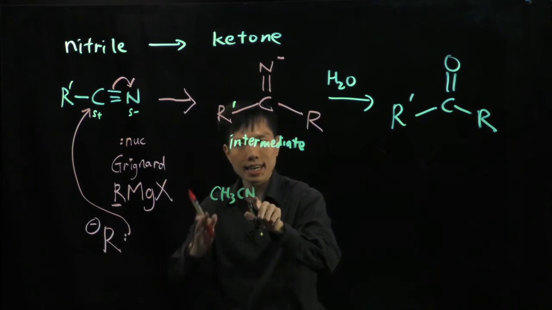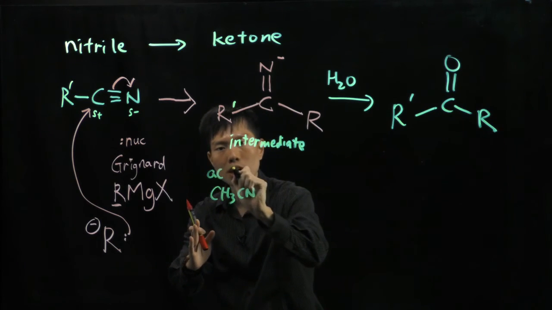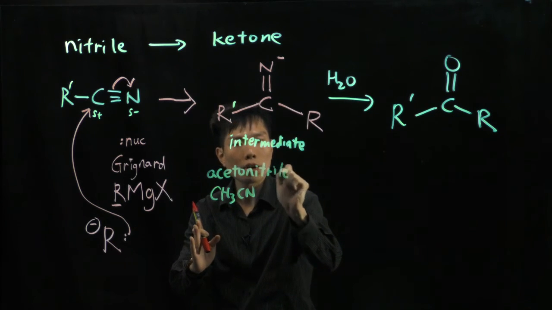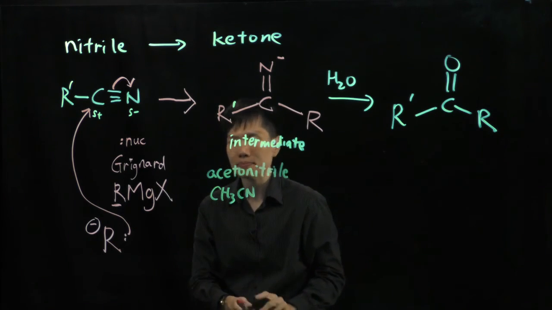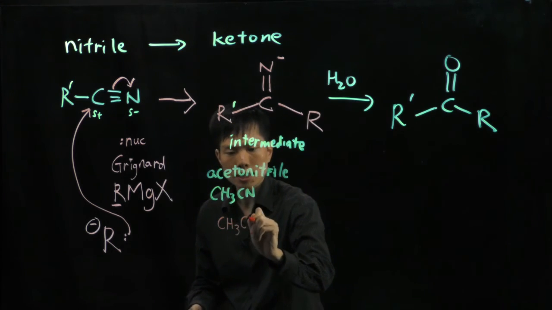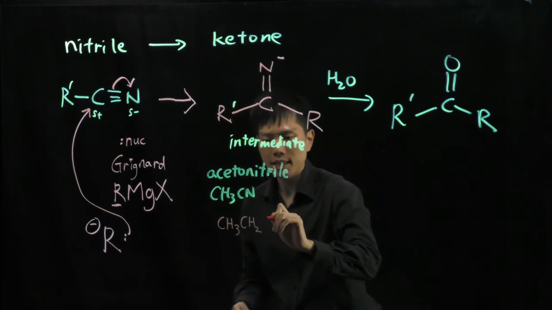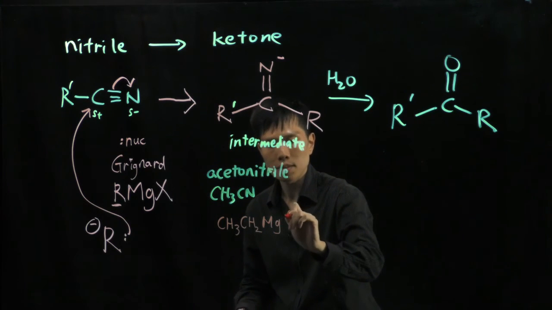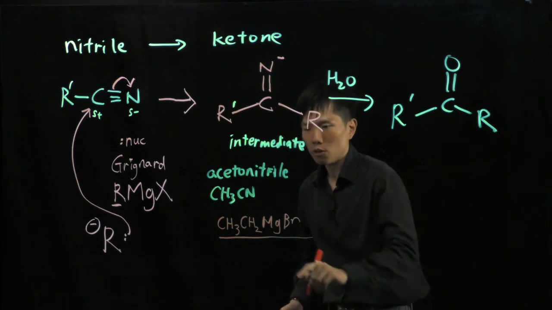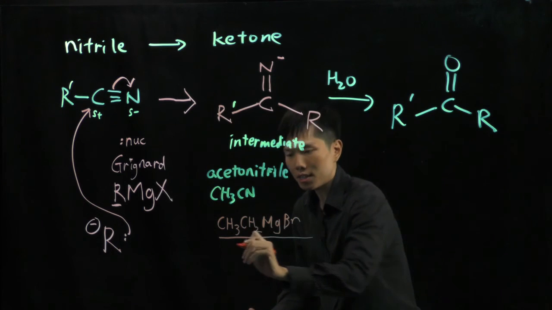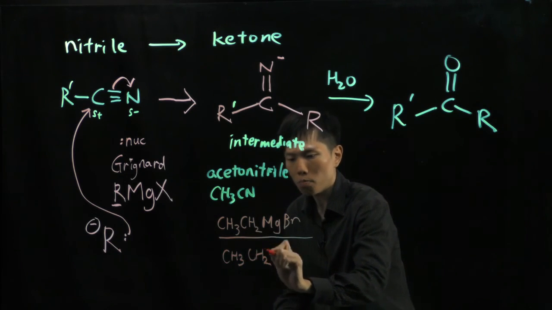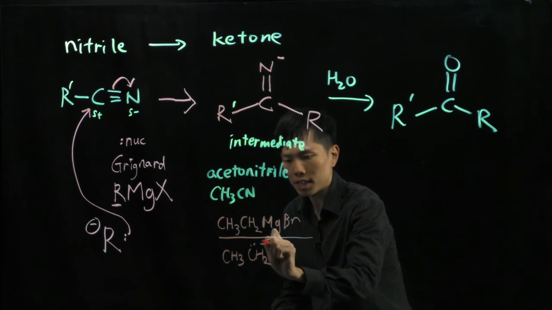So suppose I have CH3CN, acetonitrile. That's a very common organic solvent in the chemistry lab. And I give you CH3CH2MgBr. This is your Grignard reagent. So the negative charge is on this carbon here, CH3CH2, with the lone pair and negative charge.